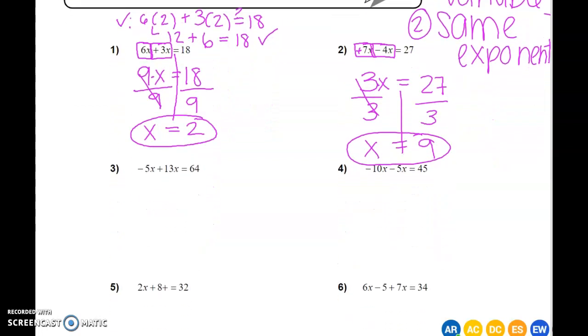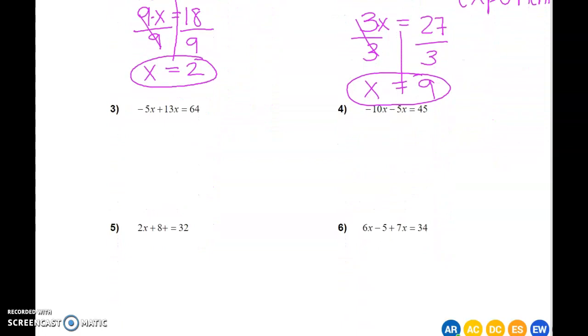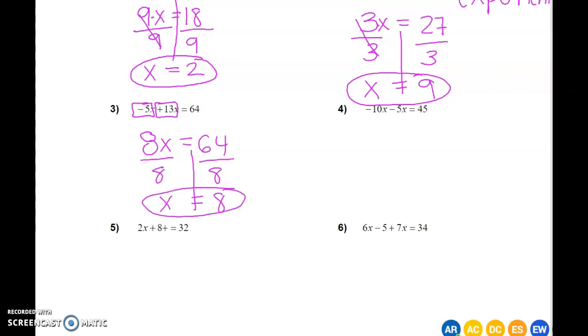All right? So let's do a couple more examples together. So for 3, I have my like terms here. I have a negative 5x, and I have a 13x. Okay, these are different signs. One's positive, one's negative, so I'm going to subtract. 13 minus 5 is 8. And then I keep the sign of the larger number. 13 is bigger than 5, so I'm going to keep the sign attached to 13. So positive 8x equals 64. And then I'm just going to divide by 8 on both sides to undo that multiplication and get x by itself. And I get x equals 8.